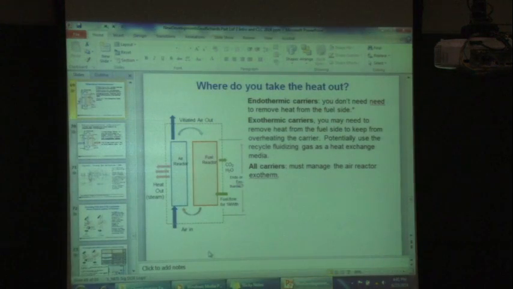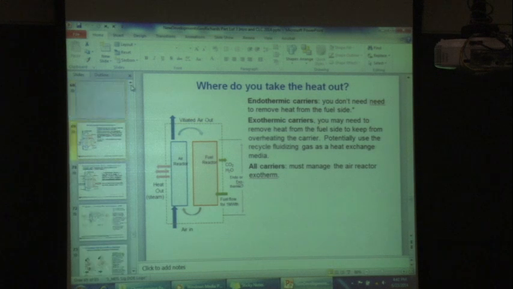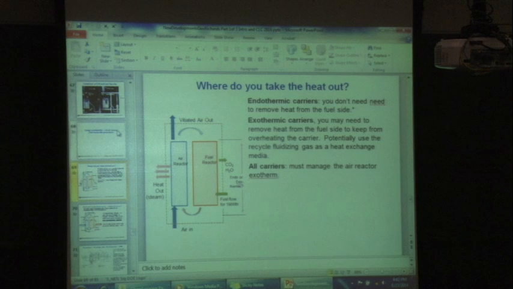We're done now. All right, so here's the next little part of this. How do you design these reactors? Get to the right slide here.